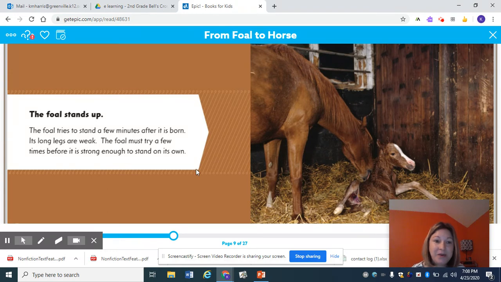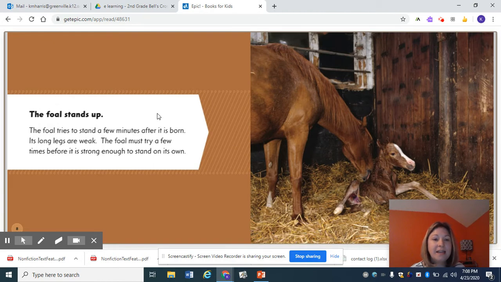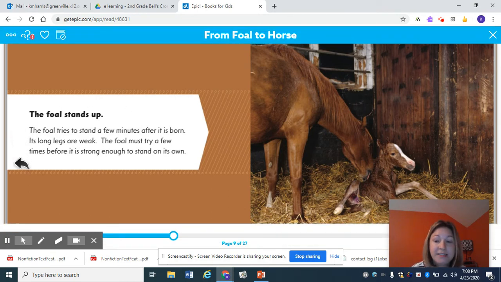So I hope you pointed here to where it says the foal stands up. And so reading this heading, what do you think this section is going to be about? I hope you're thinking it's going to be about a baby horse, a foal, learning how to stand on its own. So let's read and find out.